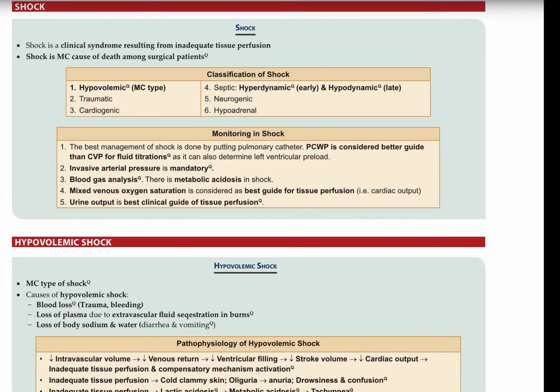Shock is a clinical syndrome that results from inadequate tissue perfusion. Shock is the most common cause of death among the surgical patient. The most common type of shock is hypovolemic, followed by traumatic, cardiogenic, septic, neurogenic and hypoadrenal.